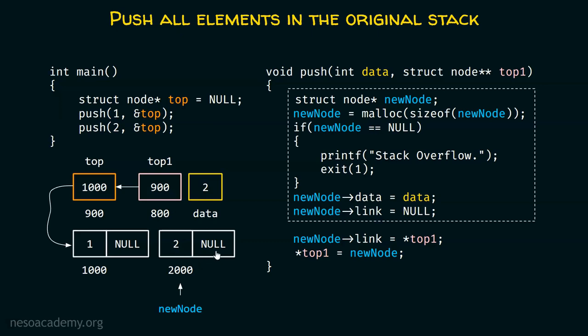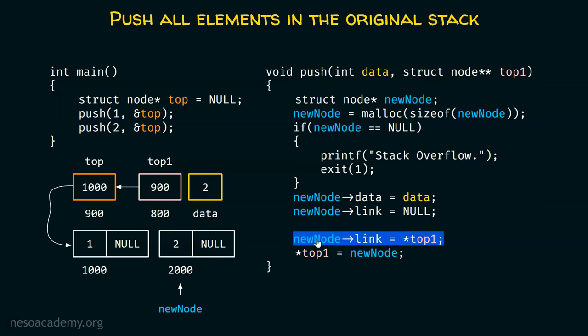Currently the link part of this node is null, right? After this we have this line of code, new node link equals star top 1. Star top 1 means we will get this address 1000, right? And we are actually trying to put this address in the link part of this node. Therefore, this null will get replaced by 1000, which means that now this node is at the beginning of the list, right?